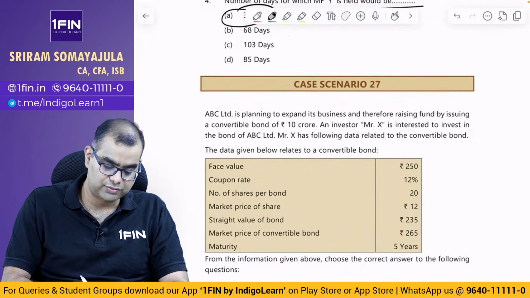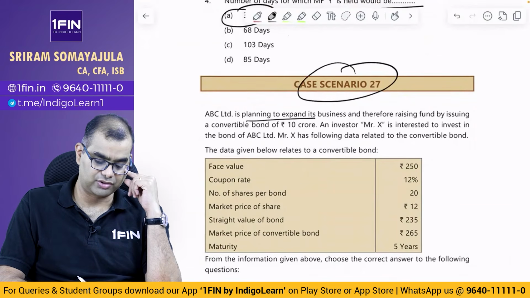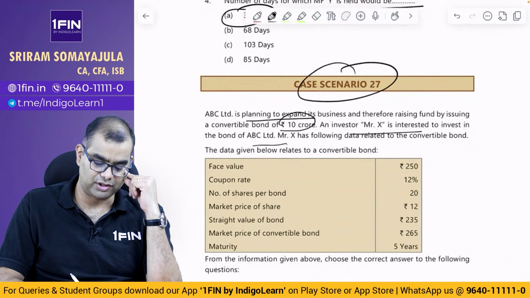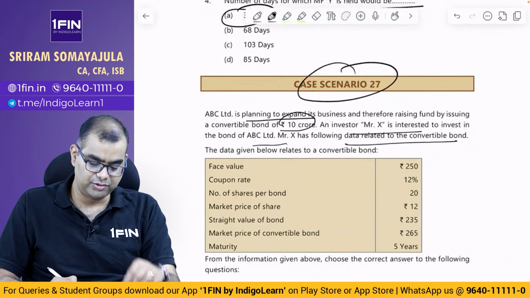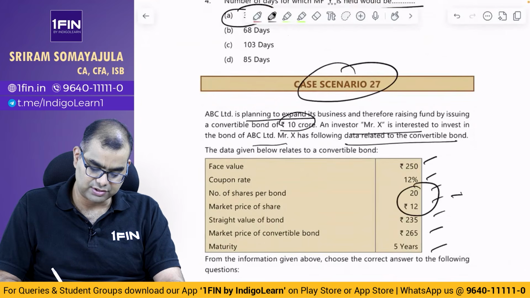Okay, now let us move to the next one. Case scenario 27. ABC is planning to expand its business and therefore raising funds by issuing a convertible bond of 10 crores. Investor is interested to invest in the bond. For the data given below, it's the convertible bond. Face value 250, coupon, number of shares, market price, straight value, market price of the convertible bond, maturity. Number of shares and market price, this is 240.